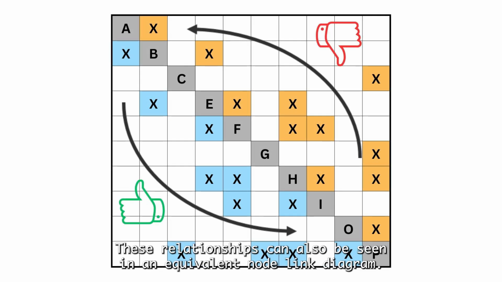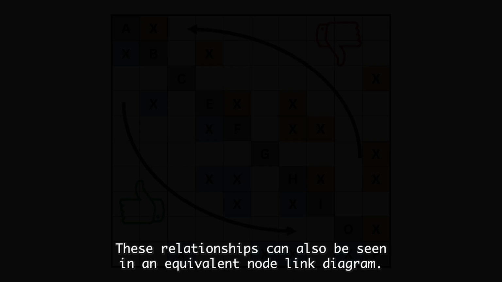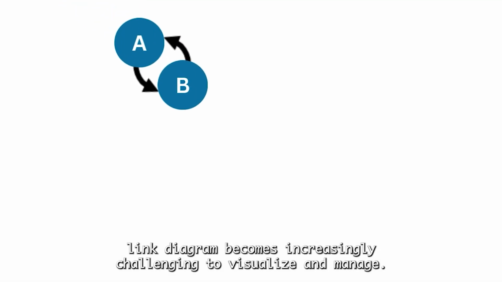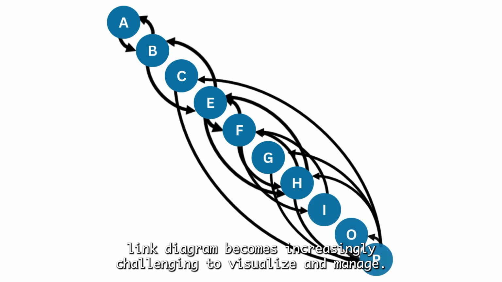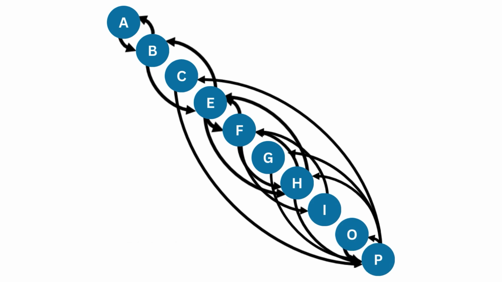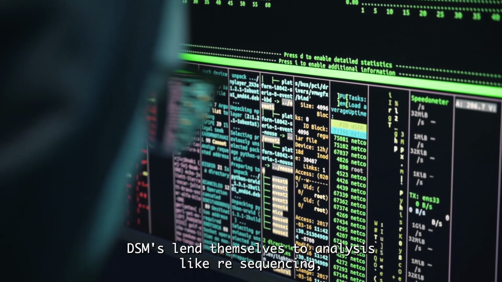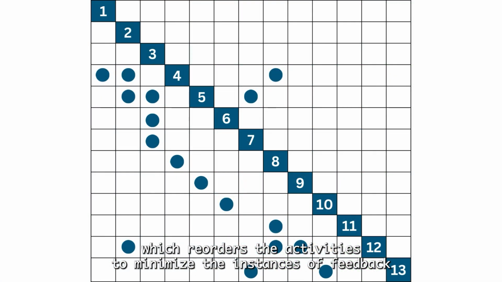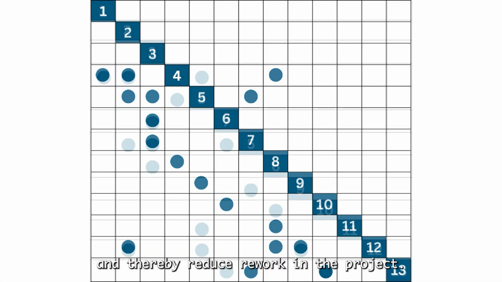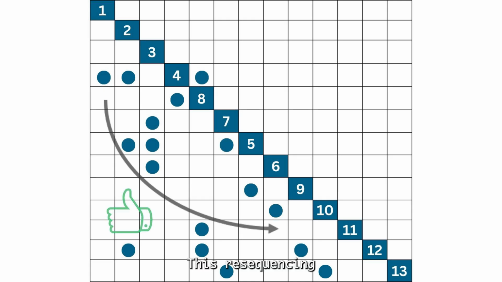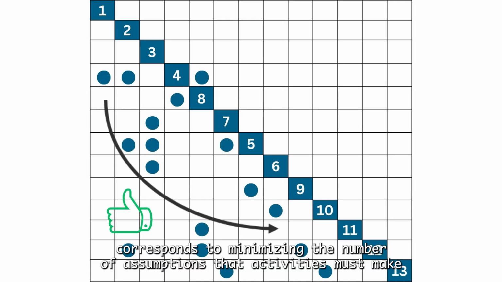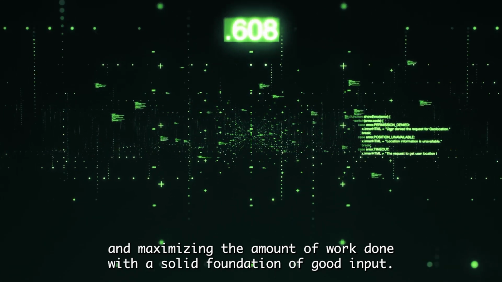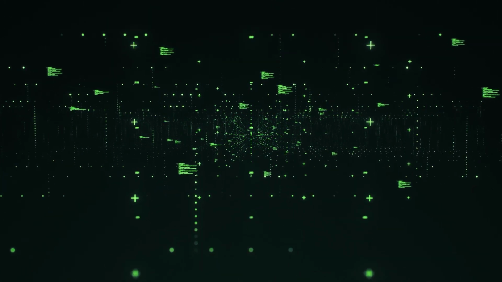These relationships can also be seen in an equivalent node link diagram. However, when the number of elements and relationships increases, the node link diagram becomes increasingly challenging to visualize and manage. DSMs lend themselves to analyses like resequencing, which reorders the activities to minimize the instances of feedback and thereby reduce rework in the project. This resequencing corresponds to minimizing the number of assumptions that activities must make and maximizing the amount of work done with a solid foundation of good input.